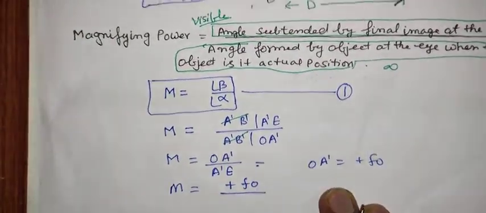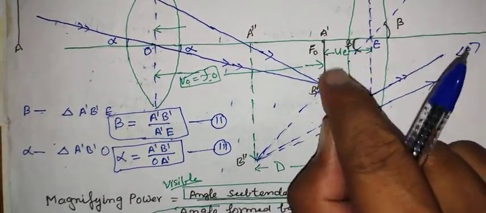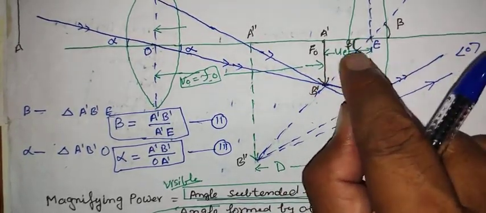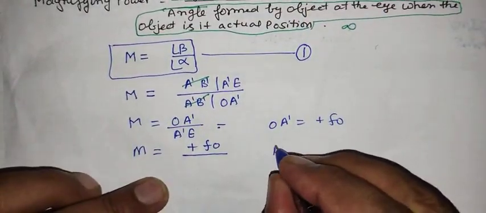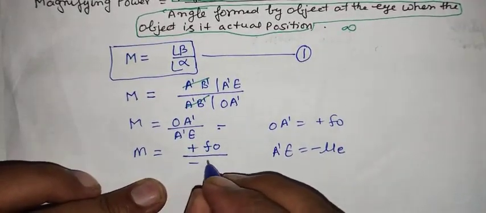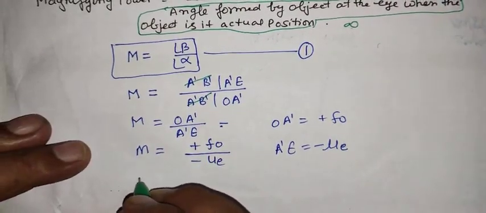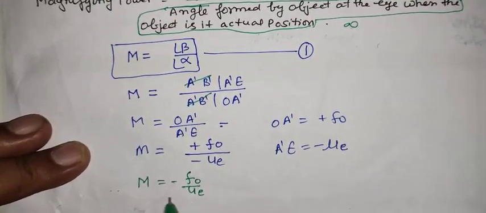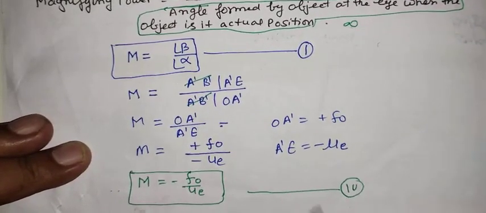Now A'E. A'B' works as the object for the eye lens. So it is UE, and it is on the left side, so A'E is minus UE. So finally, M can be written as minus FO by UE. It can be represented as equation number 4.